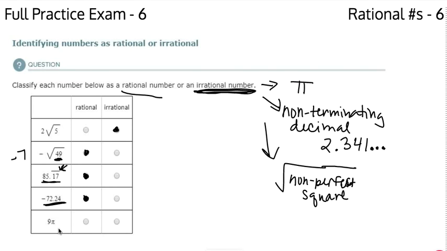My last number has pi. That's a problem. That makes it irrational. So if you can remember these 3 things, you can decide if it's rational or irrational.